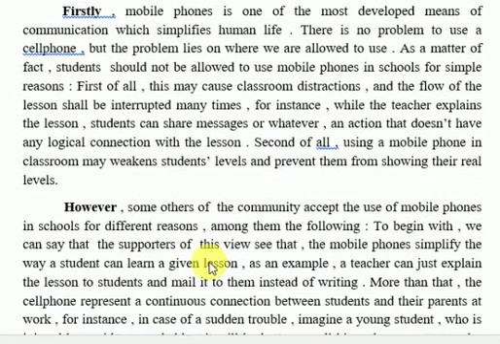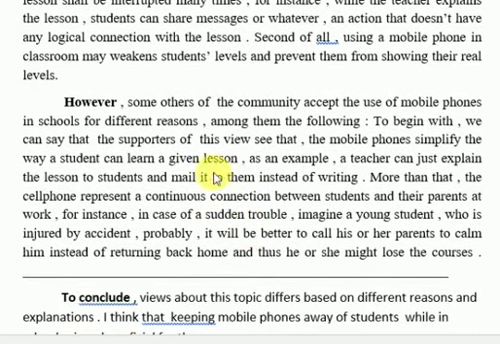However, this is the opposite side. The second paragraph of the body and the opposite side. Some others of the community accept the use of mobile phones in schools. Mobile phones simplify the way students can learn a given lesson, so they share mails and they share messages. In case of a sudden trouble, students can help each other.